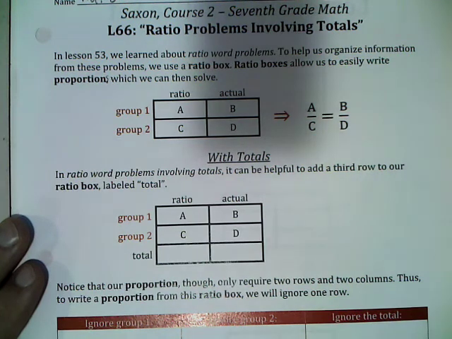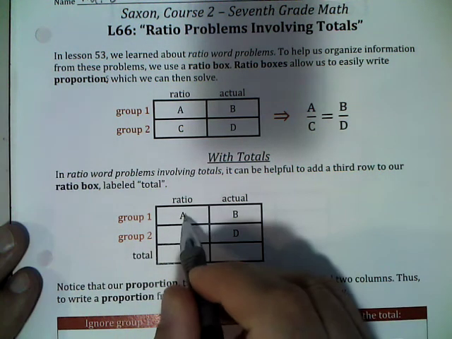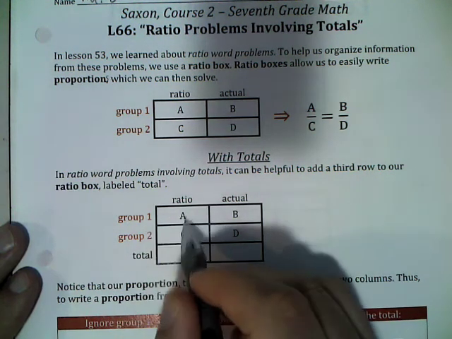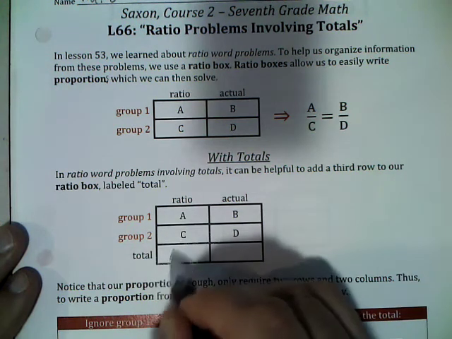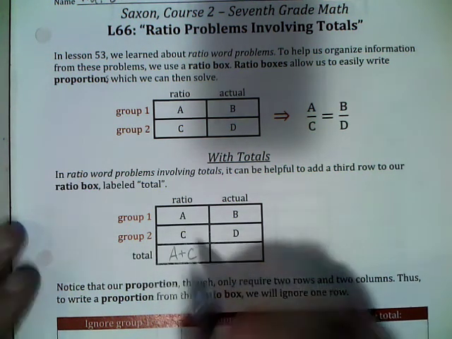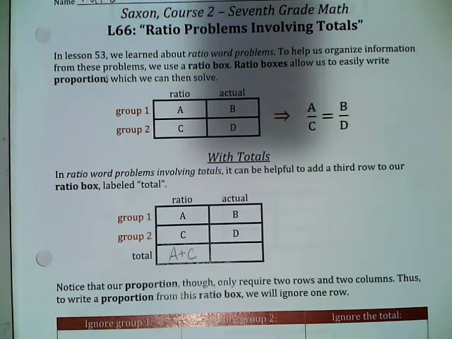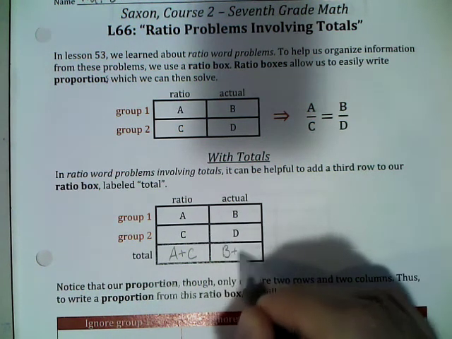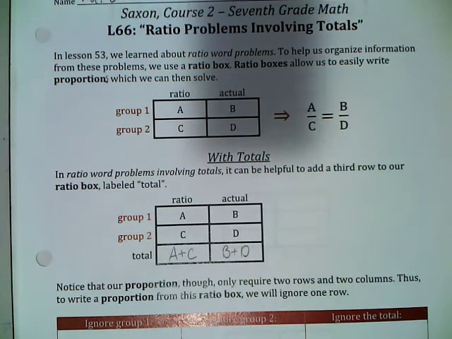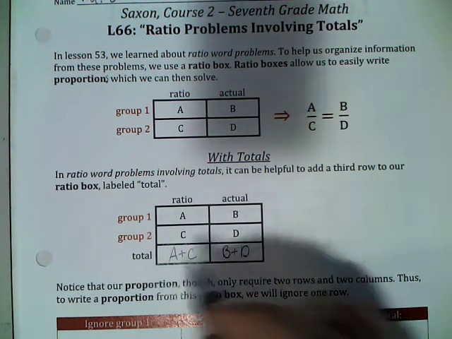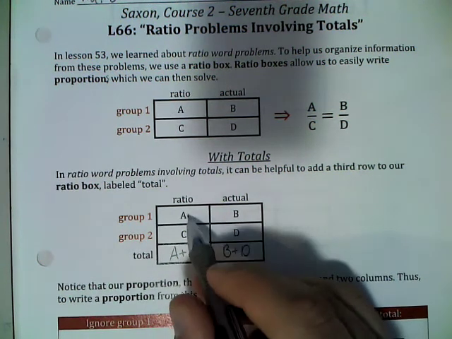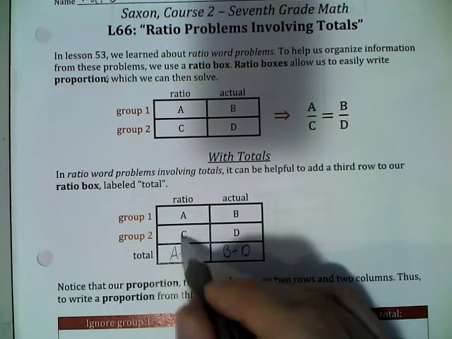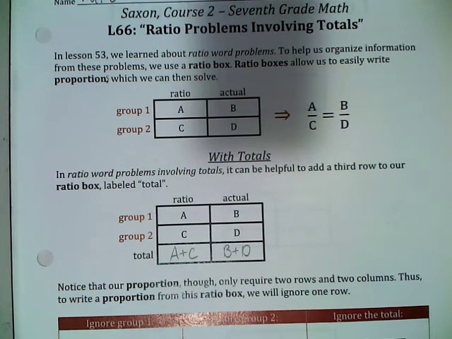And total is real simple. We're just going to total things up. So if that's the ratio number A, this is the ratio number C, then this is just going to be whatever those two add up to. Likewise, if I know my actual numbers, I can just add them up to find the total. Or if we were to reverse this, of course, if we know the total and we know one of the numbers, we could subtract to find the other. So here's my box, my extended box.